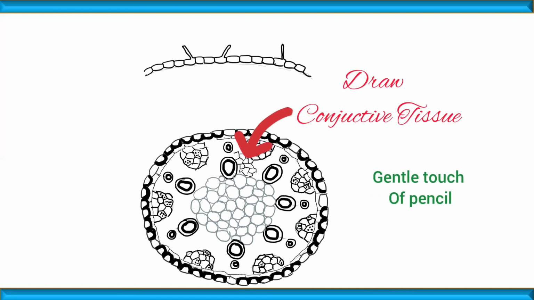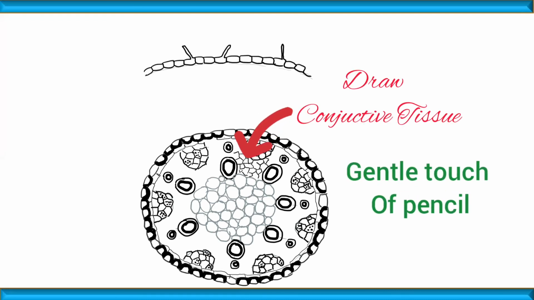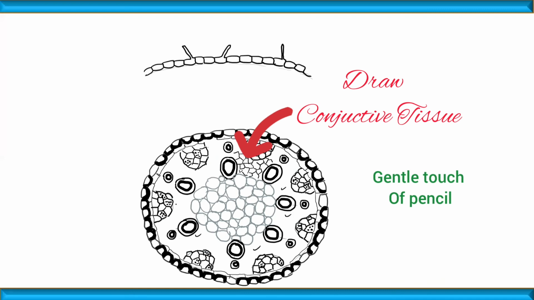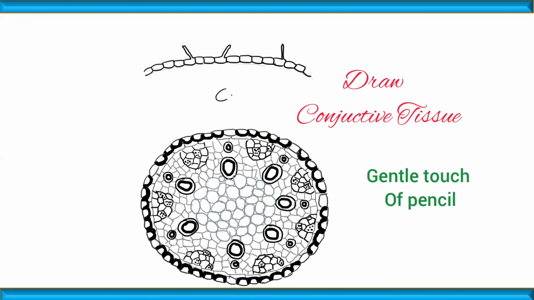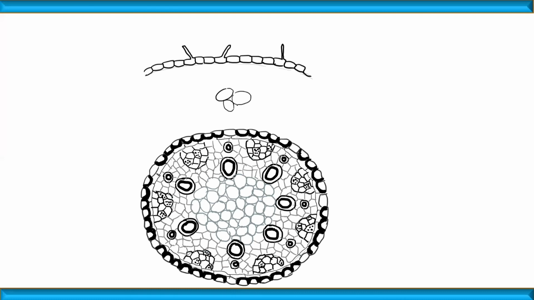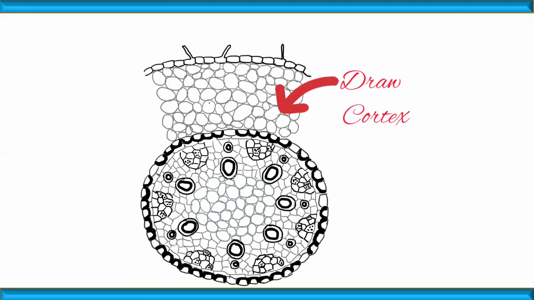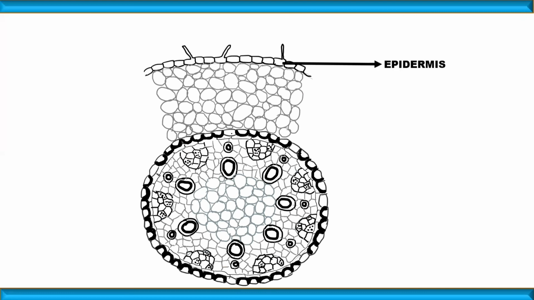And last but not the least is the conjunctive tissue. Draw it polygonal, small, with a gentle touch of the pencil, and then fill in this region between the xylem and the phloem. Once it is completely filled, this is how it looks. Next, go back to the cortex, that is also parenchymatous. Fill it in a similar manner. Once the filling is done, start with the labeling.